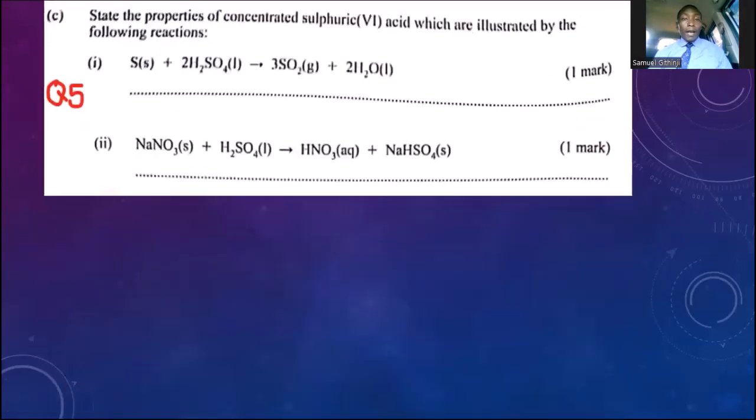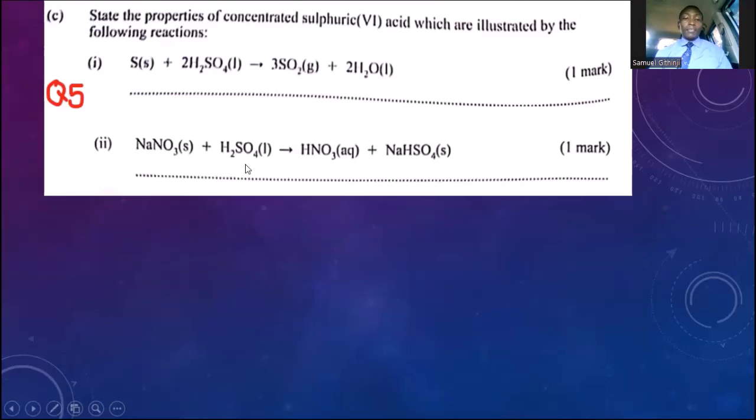Good. What are the properties of sulfuric acid in this case? In this one, you see sulfur changing to sulfur 4 oxide, so this is an oxidizing agent. It is being oxidized there. So in this case, oxidizing agent.